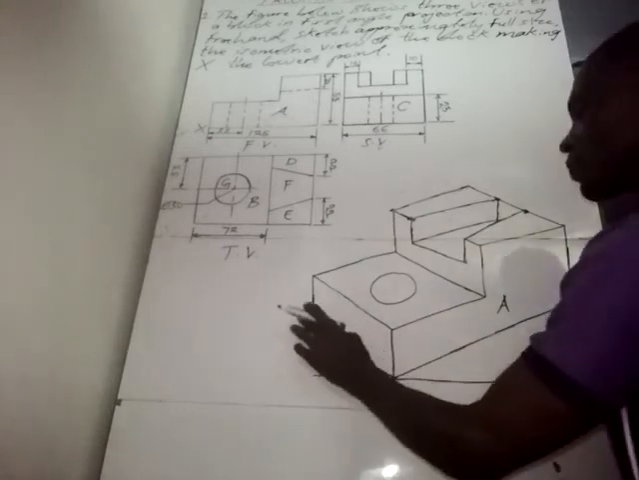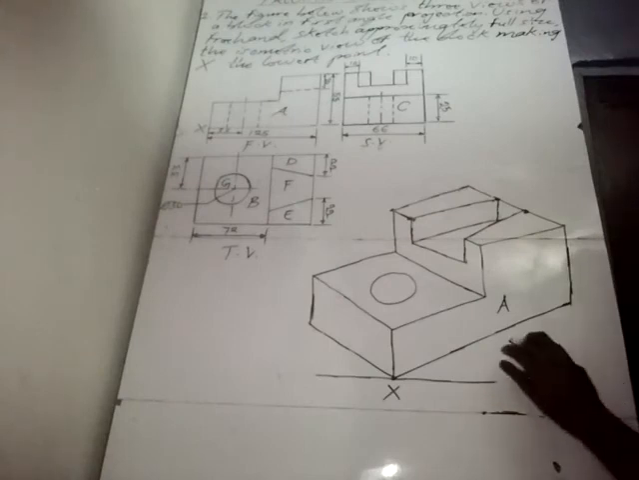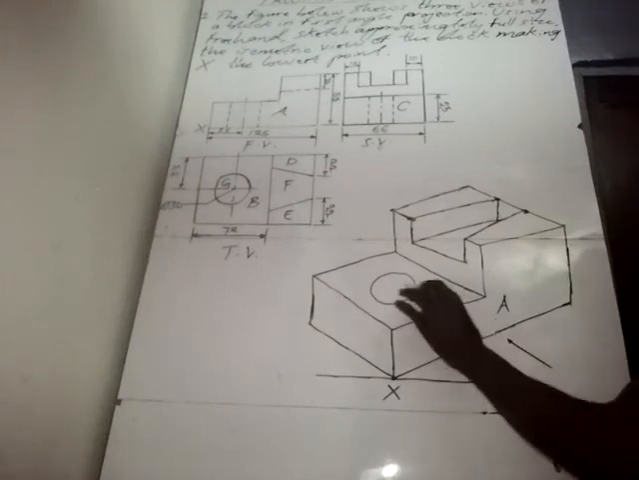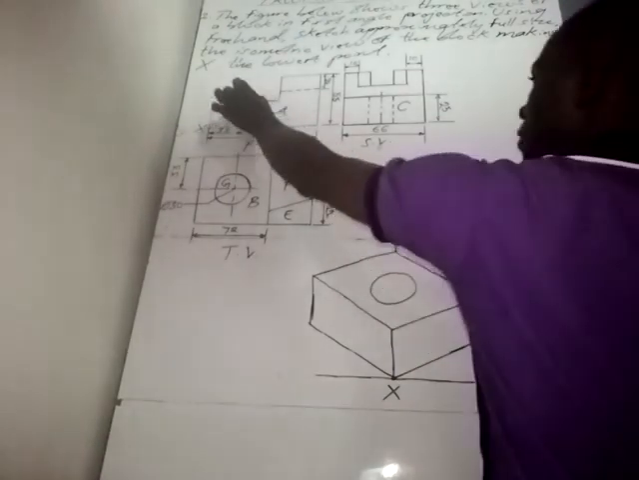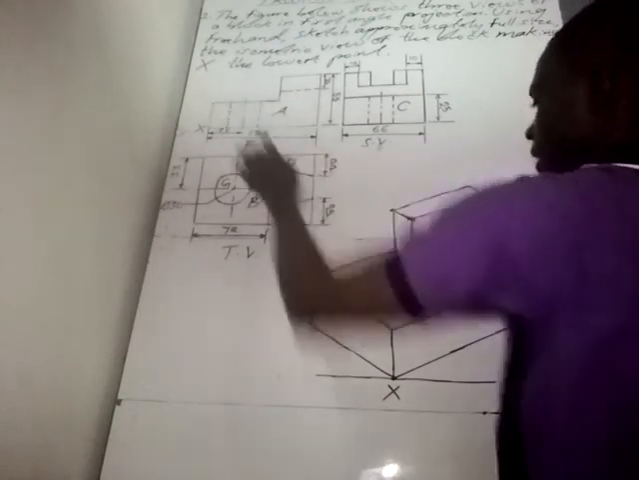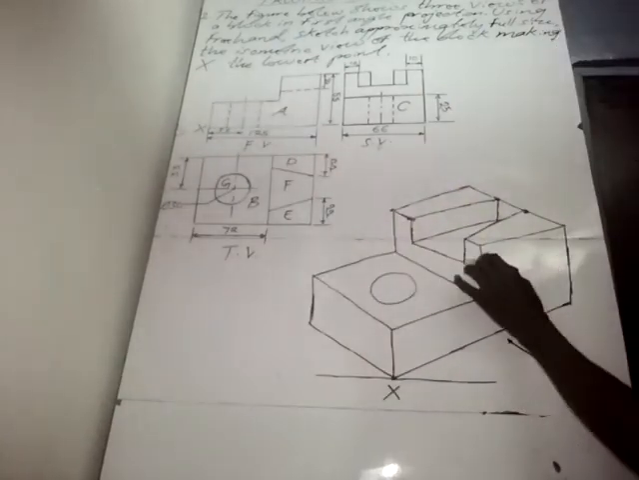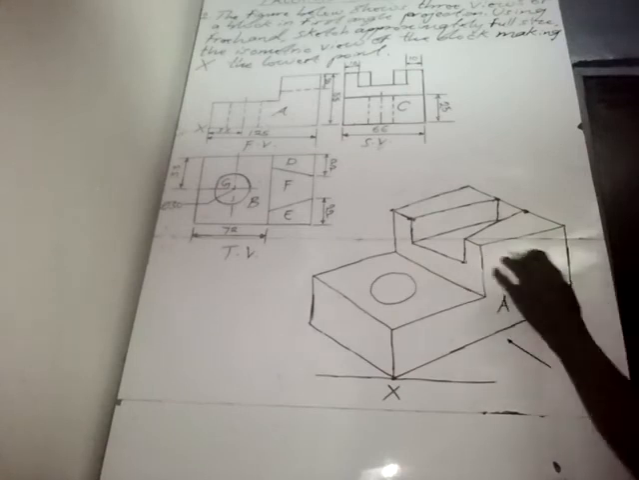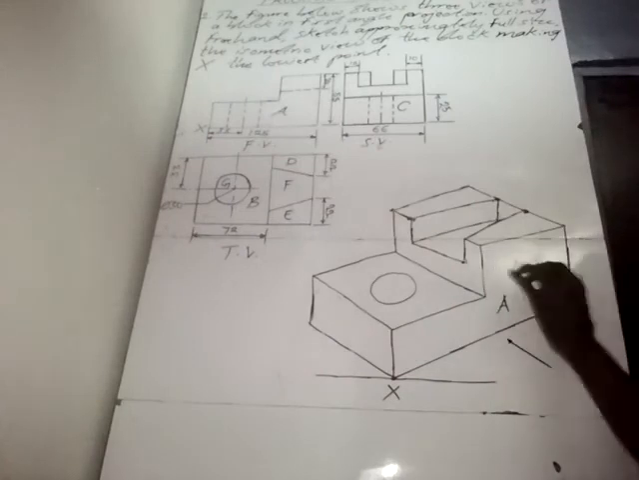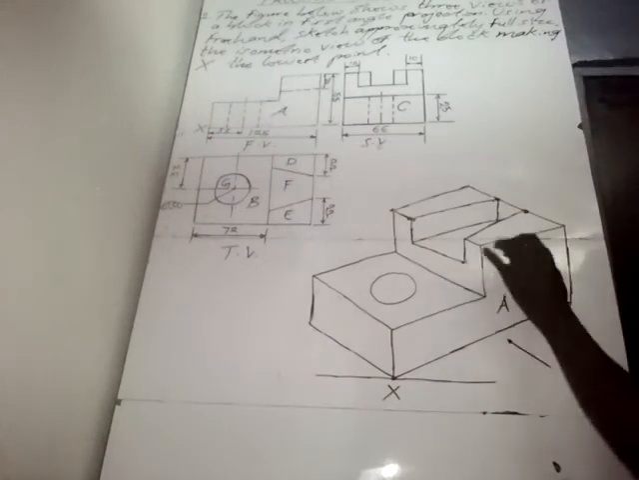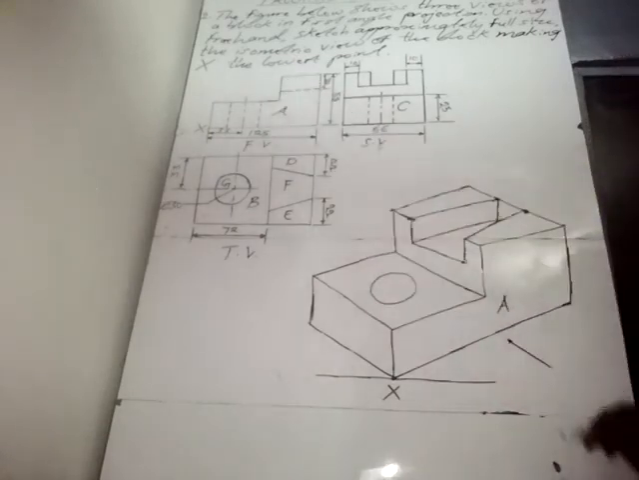Now, in the front elevation, when we are looking at the object in this direction, the circular hole that we have here will be hidden, and that's why we have it drawn with a short dashes line here. So the circular hole is hidden in the front elevation, and also this line that we have here, by the time I'm looking at this direction, is also hidden in the front elevation. So that's why we have this drawn with a short dashes line.